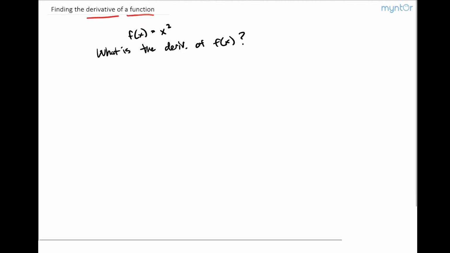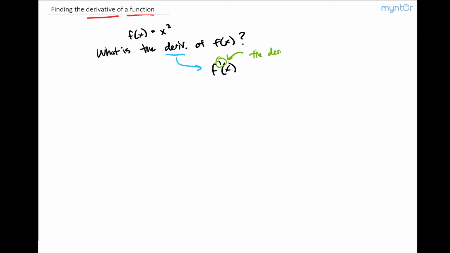Alright, so let's do a quick example of taking the derivative of a function using our definition of a derivative using limits. So let's say we were given a function f of x is equal to x squared. And we're asked, well, what is the derivative of f of x? And we're going to note the derivative as f prime of x. And so this little dash right here means that we are taking the derivative of f of x.